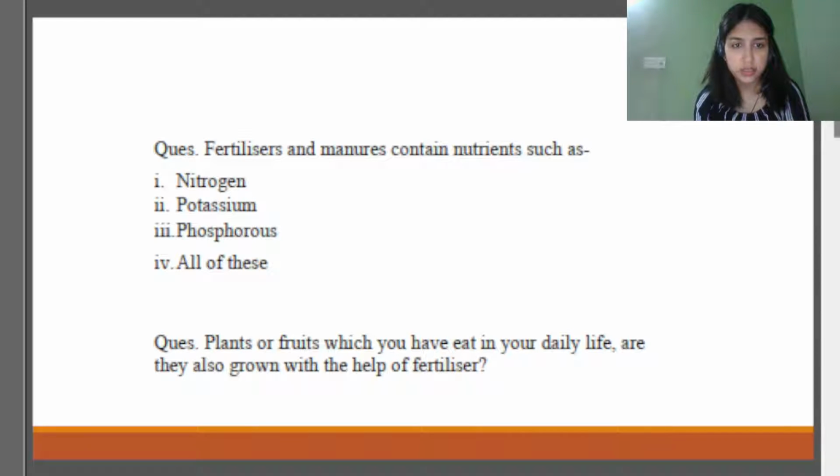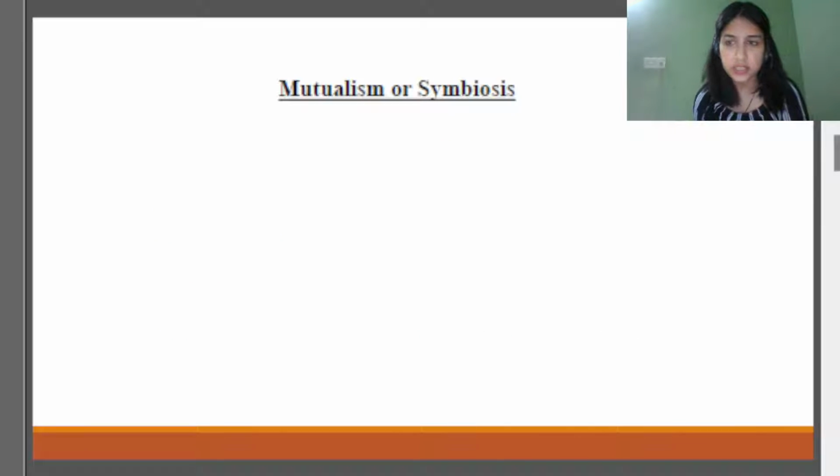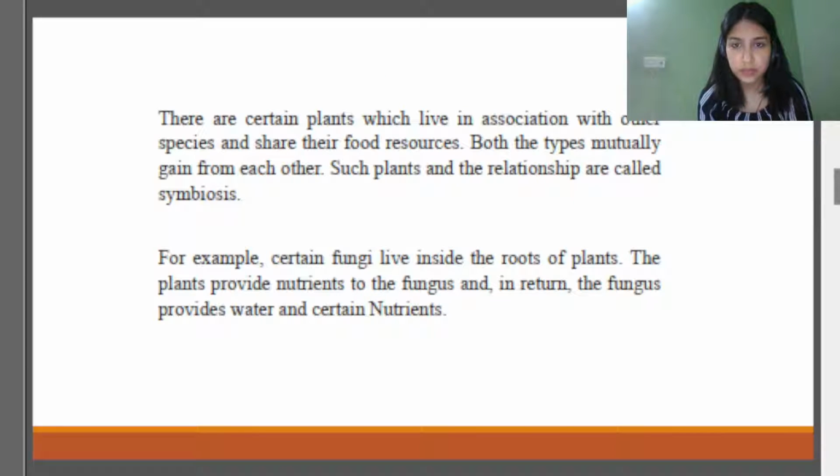Yes, so the next thing that we're going to discuss is mutualism or symbiosis. Have you ever heard of these two words before? They mean the same thing here because we are using "or" to describe them. Yes, mutualism or symbiosis. Okay, so we are going to discuss them now. I'll just move myself so that you'll be able to see better.